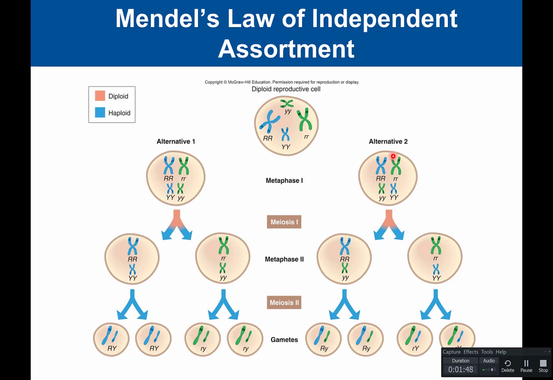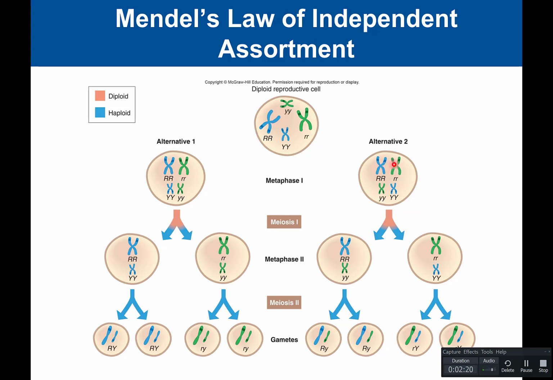However, it is completely possible that we get this arrangement instead, where we have the blue one on this side and the green one on this side, so that the offspring in that case would be big R, little y, the gametes, and this gamete would be little r, big Y. So if you remember back to our dependent hypothesis, there were only two types of gametes. The only possible gametes were big R, big Y, and little r, little y.